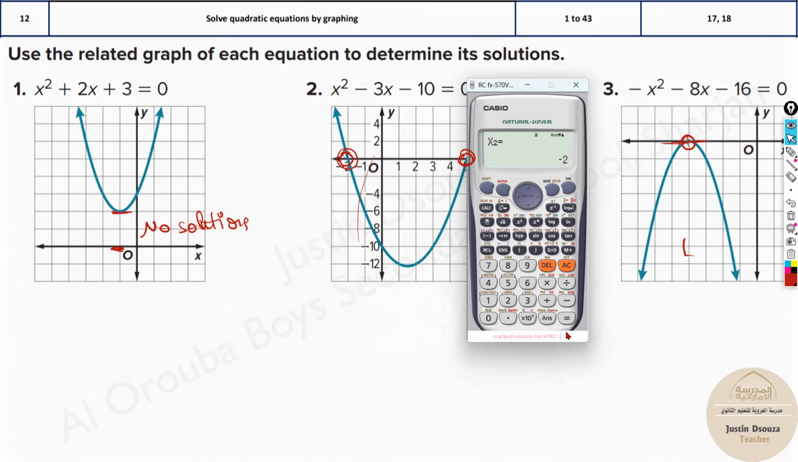And what about the last one? We're not getting x1 and x2 here. If we put in minus 1, minus 8, and lastly minus 16, the solution is only x equals minus 4. That is the correct answer, 1, 2, 3, 4, minus 4. But only one solution. Can you see that? It's only one x. That means it's touching the axis only at one point.